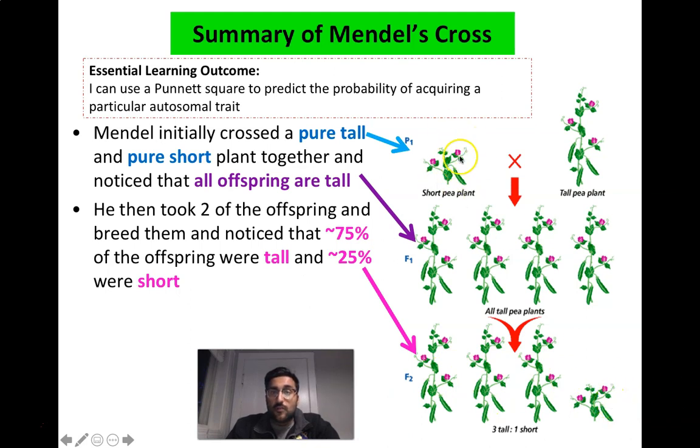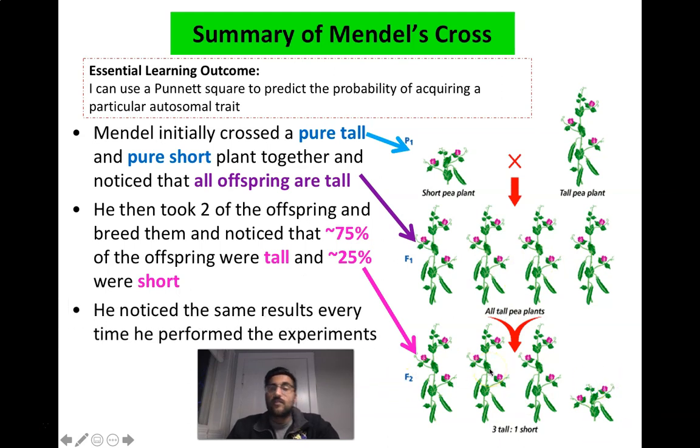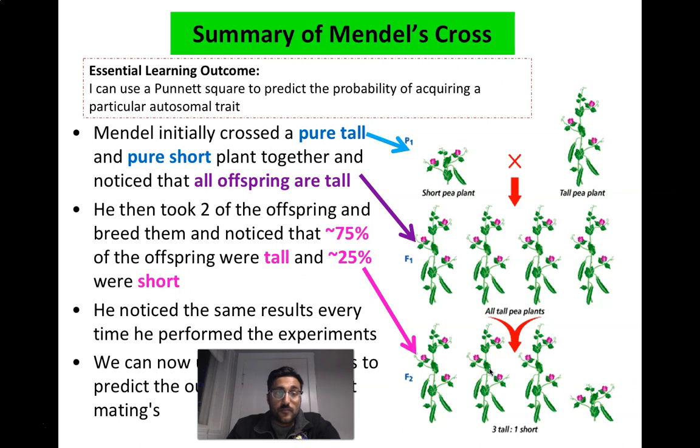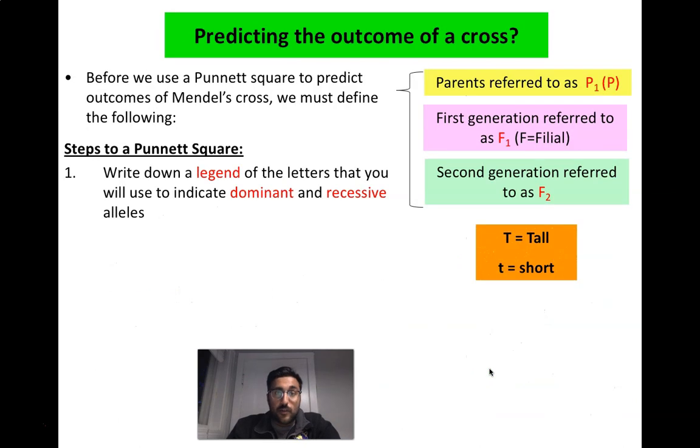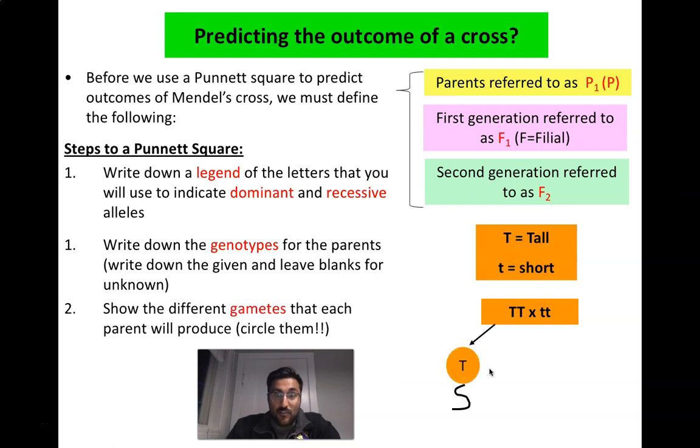So he took 1 short grandparent plant, 1 tall grandparent plant, mated them. The kids were all tall. Out of those all tall, 2 of them he mated again, and he found 3 tall and 1 short. So this was interesting. He noticed this every time he did this. And so now we can use what's called the Punnett Square. You might recall a Punnett Square from grade 9.